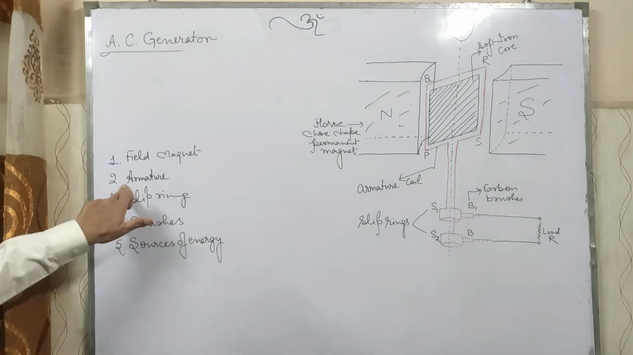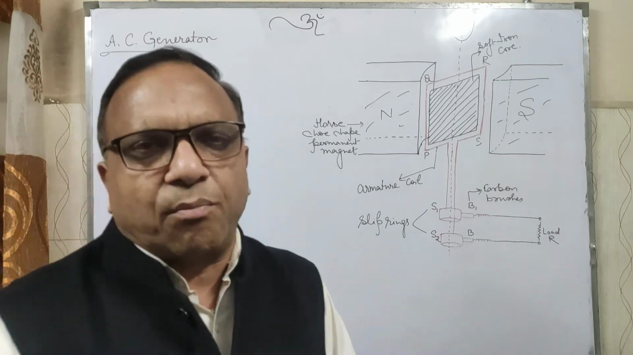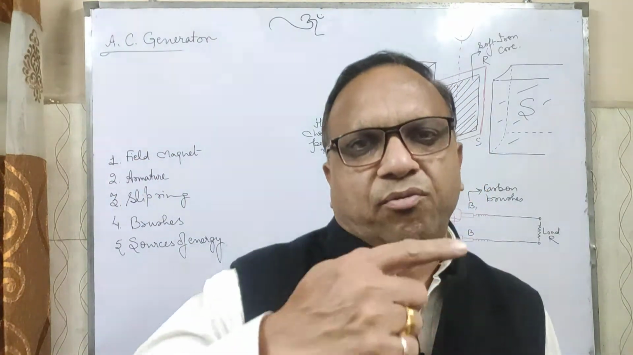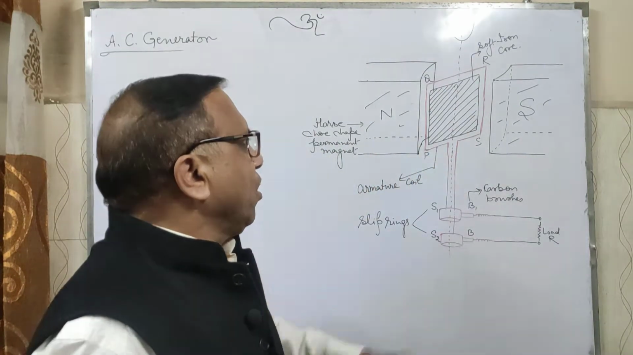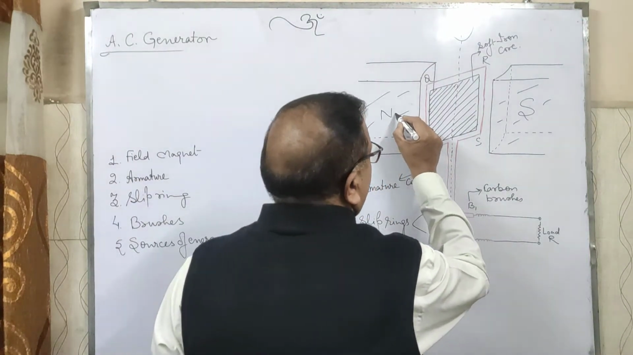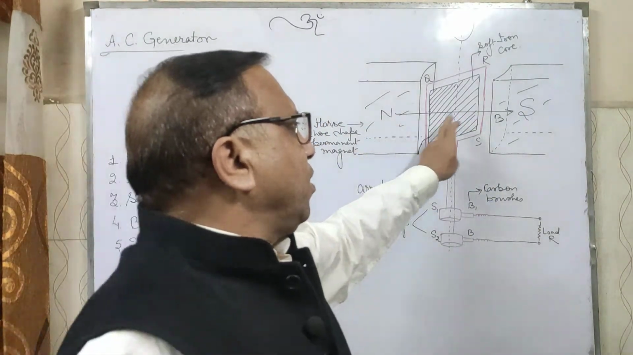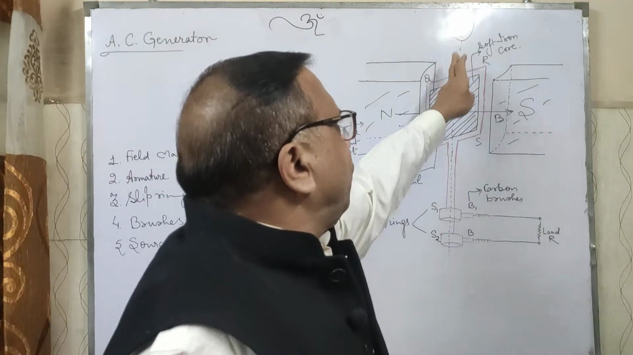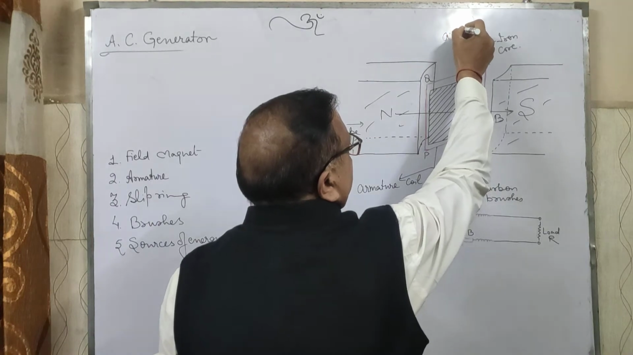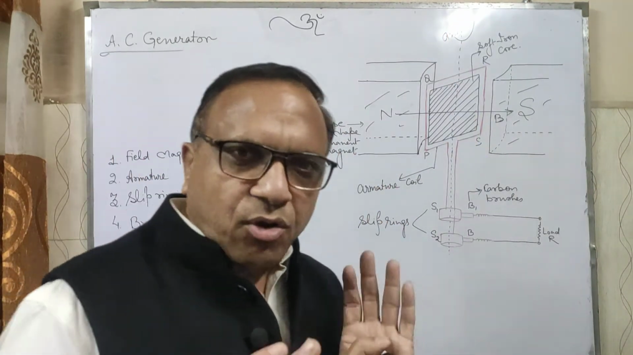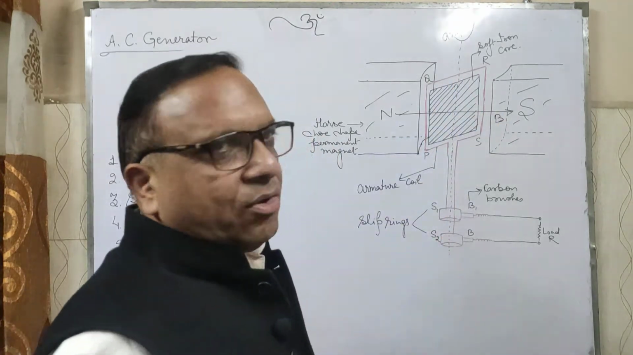Second is the armature coil. In between the poles there is an armature coil which has a very large number of turns of copper wire, which is free to rotate about an axis perpendicular to the magnetic field. The direction of the magnetic field is north to south. The dotted line shows the axis. So this coil is free to rotate about an axis normal or perpendicular to the magnetic field.